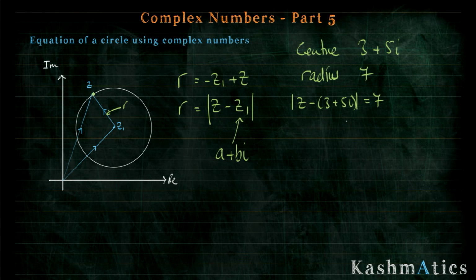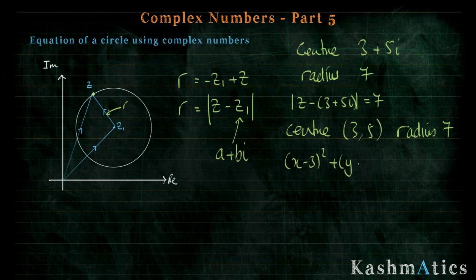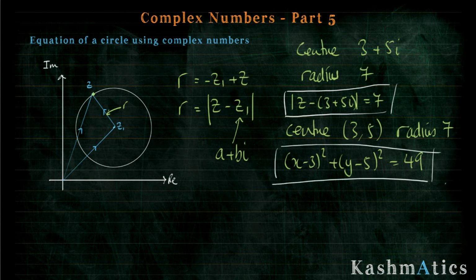So what we can say from this, if I wanted to work out the Cartesian equation of this circle, I would say, well, I know the center on the Cartesian axis would be 3, 5, and the radius would be 7, which means the Cartesian equation would be x minus 3 squared add y minus 5 squared is equal to 7 squared, which is 49. So this would be the complex version of it, and this would be the Cartesian version of it.